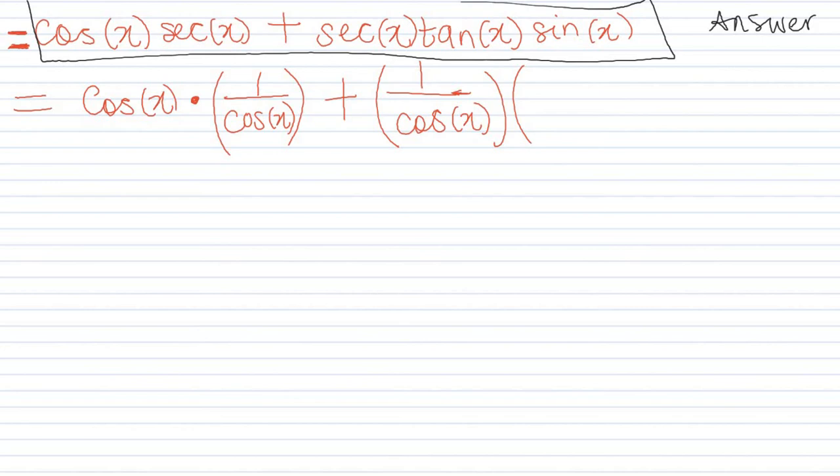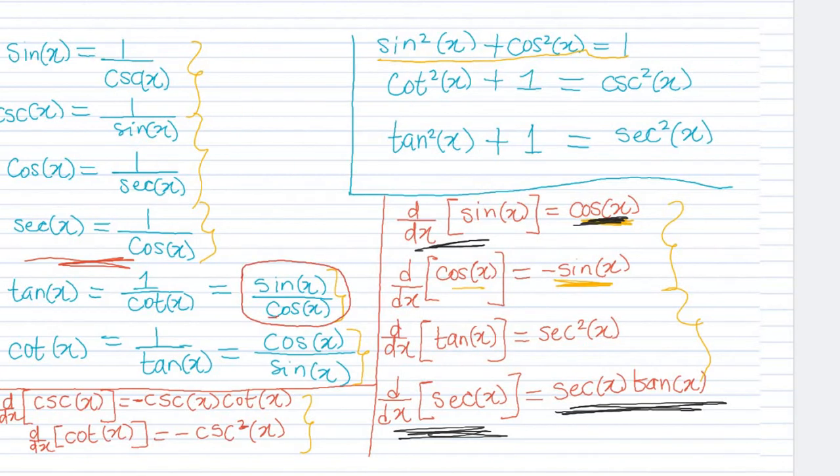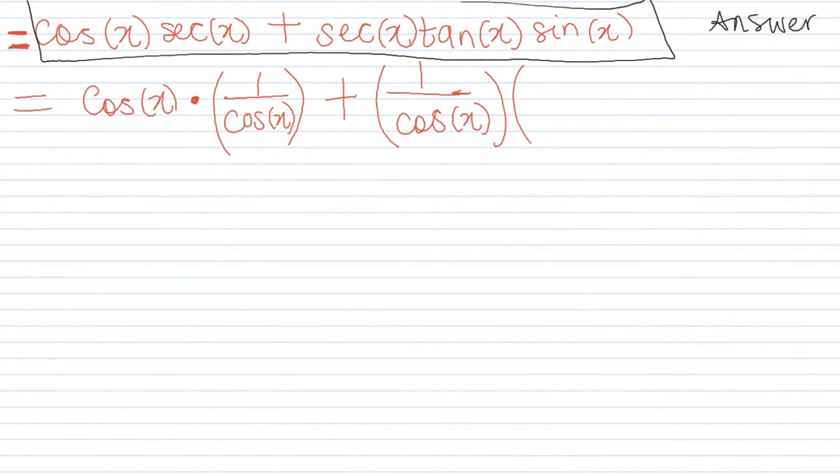So what is tan x? If we go to the previous page, tan x can also be known as sin x over cosine x. Okay, so we're having fun. So that's sin x over cosine x, right? And now the last thing we have is multiplied by sin x, right? So that sin x just drops down.